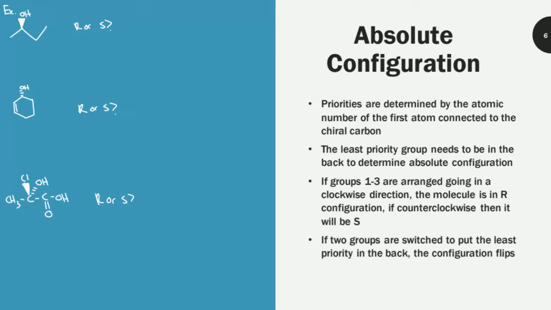If groups 1, 2, 3 are arranged in a clockwise direction, then it's going to be an R configuration. If it's counterclockwise, it'll be S. So we have some examples.